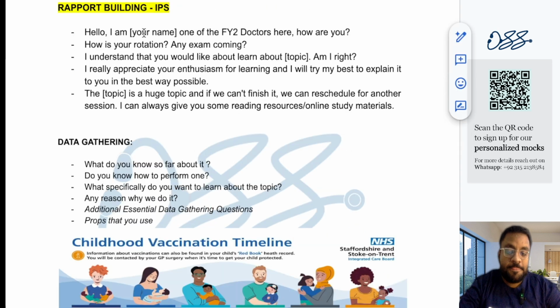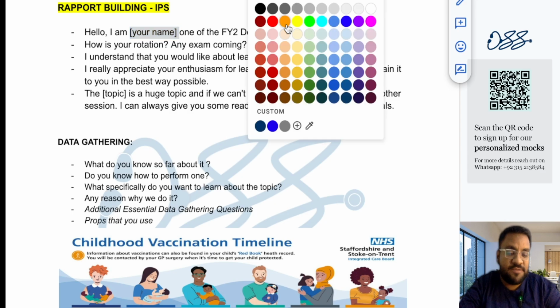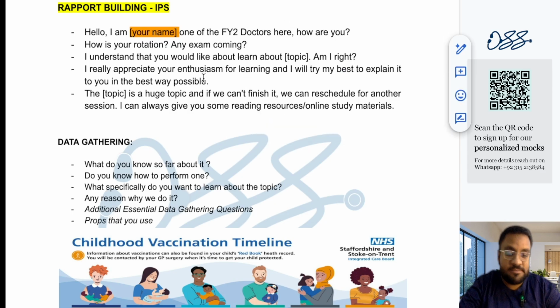Moving on, you need to introduce yourself, and since the person that you would be teaching would be one of your colleagues, your junior, a medical student or a nursing student, do not add the title of doctor. Just introduce yourself with your name, that okay, I am Saroj Siddiqui, one of the FY2 doctors here. Do not say I am Dr. Saroj Siddiqui. Just say I am Saroj, one of the FY2s here. How are you, Adam? And then ask a couple of questions, like how are your rotations going? Do you have any exam coming up?